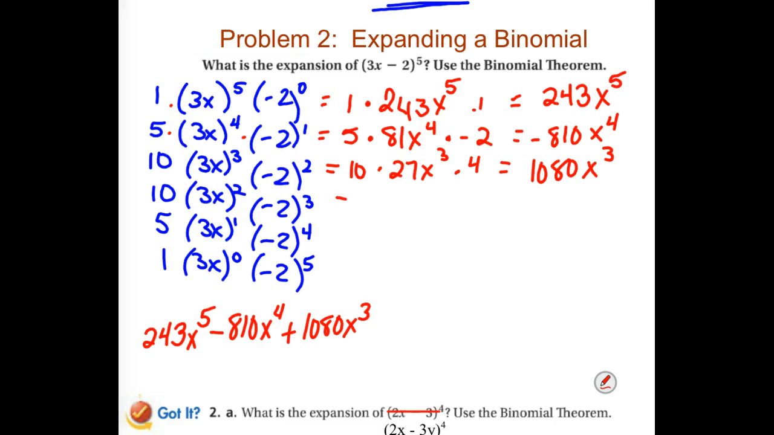All right, my next one. I have a 10 again. This time I'm taking 3x and squaring it. So I have 9x squared. And I have negative 2 being cubed. What's negative 2 cubed? 2 times 2 times 2. Negative 8. All right. What's negative 8 times 9? Negative 72 times 10 would be negative 720. And it's x to the 2nd.